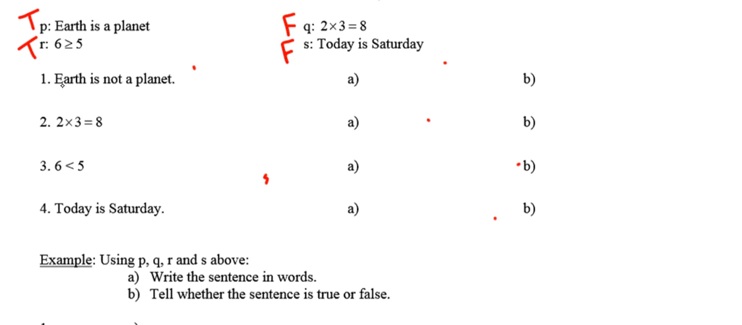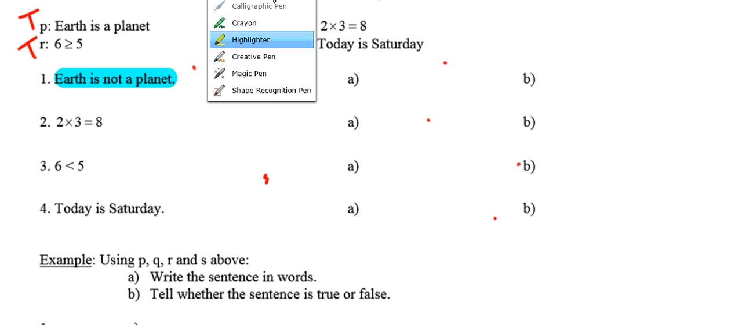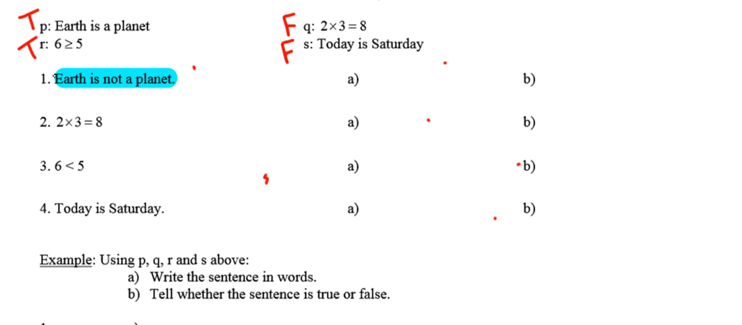So in number 1, they're asking us to do two things. They're asking us to write that symbolically, again using P, Q, R, and S, and then determine its truth value. Well, I'm going to represent the statement Earth is not a planet by going up to statement P, which talks about Earth being a planet. Since I want there to be a not in my sentence, I'm going to represent the statement Earth is not a planet by saying not P. Since P was a true statement, its negation must be false.